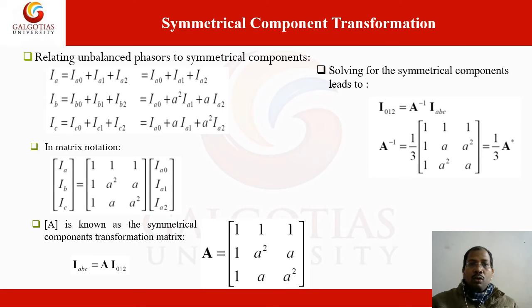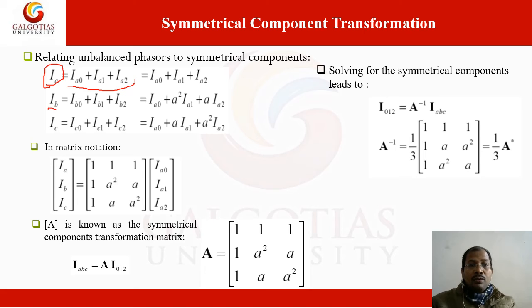Now we are going to relate the unbalanced system and the balanced phase voltage and current. So this is phase A. Phase A current can be written as a sum of all these phase sequence networks: IA0 plus IA1 plus IA2, meaning the zero, positive and negative sequences.